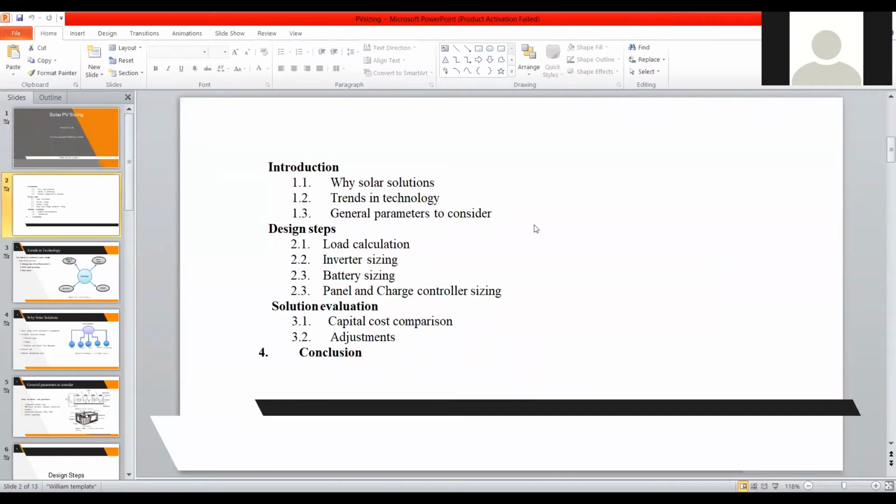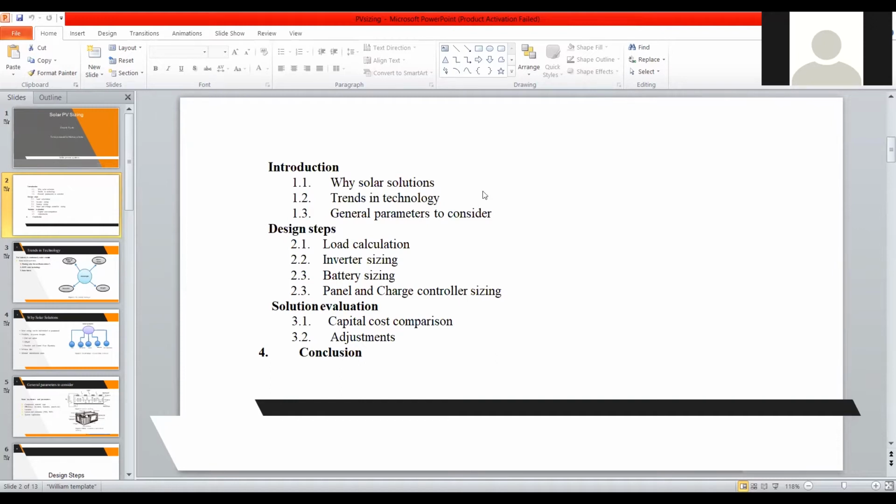So what we look at in the presentation: basically, we'll start with why solar solutions. Why would one go for solar solutions? Then also look at the trends in the technology and just general parameters that are very important when it comes to solar design. Then from there, we'll go to the design steps. Then finally, we'll look at the solution evaluation. That's where you evaluate the design that you've made, whether it's worth actually being designed or not. Does it meet the cost, or do you need to make some adjustments? Then we'll conclude from there.